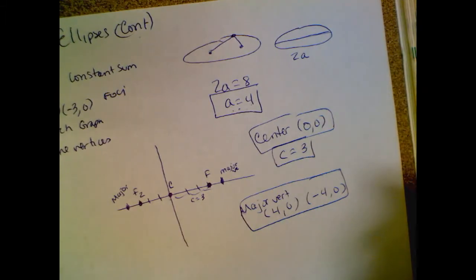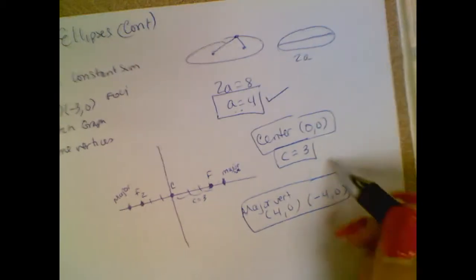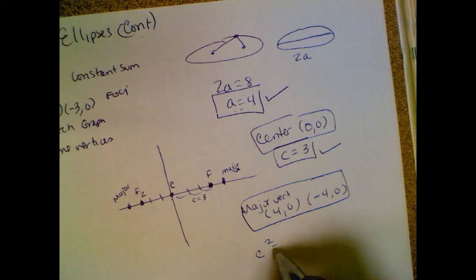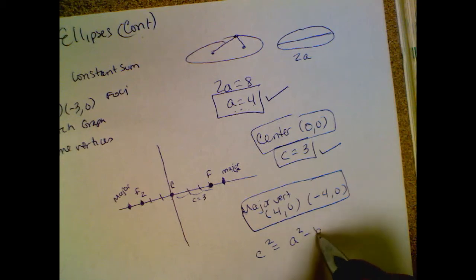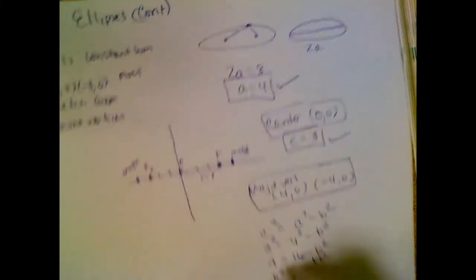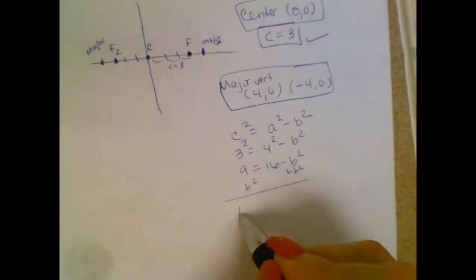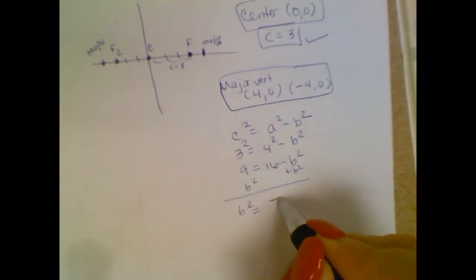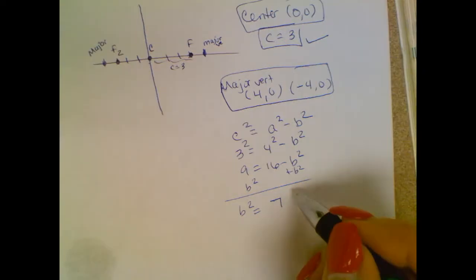Now, how can I find the minor vertices? You know a is 4 and you know c is 3. So if you use the formula c squared equals a squared minus b squared, and type in 3 here, and type in your a here, this is 9 equals 16 minus b squared. Add b squared to the other side, and subtract 9 to the other side, and you get b squared equals 7.